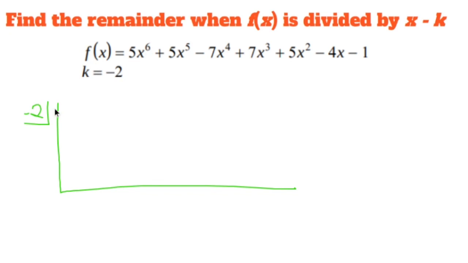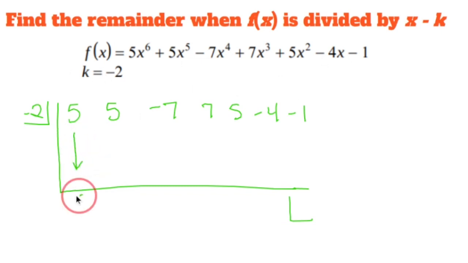I've got, let me see, 5 and then 5 again, and then -7 and then 7 and then 5 and then -4 and then -1. And I'm expecting my remainder to live right down here, whatever that might be. If you're missing an x something, like if I was missing an x to the third, I would make sure I use 0, but I wasn't missing anything. Everything's already in order.